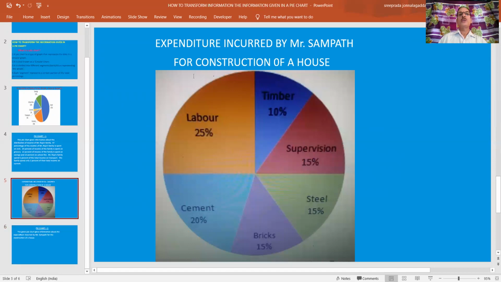So what is the pie chart about here? It is about the expenditure incurred by Mr. Sampath for construction of a house. So this is what we have to understand. So what is the highest percentage of amount that Mr. Sampath incurred or spent in the construction of his house? Look at this chart, 25%. He spent 25% of the total cost of construction on labor.